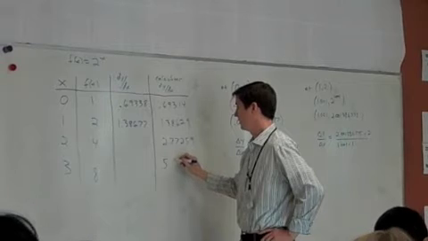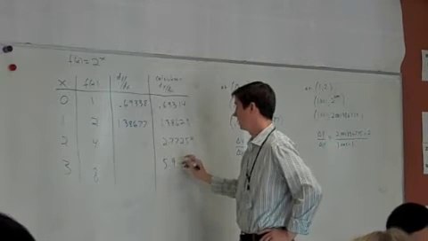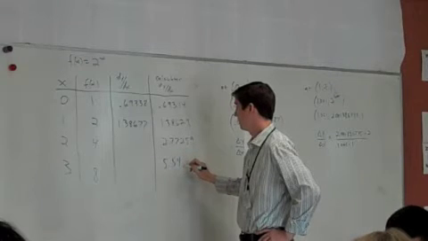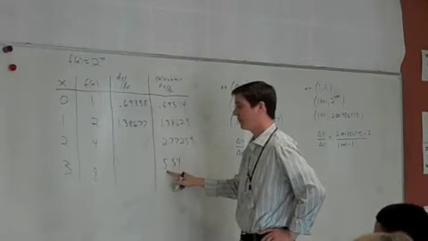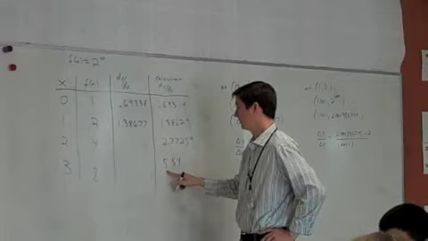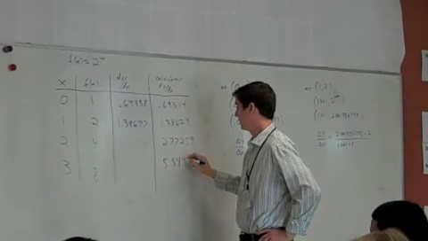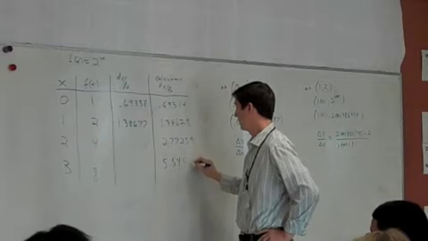Okay, 5.545177. 5.54517. This is 5 at 3? Yeah. 5.5451779. Okay.